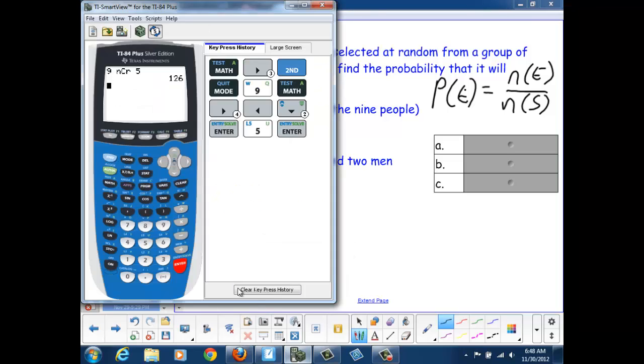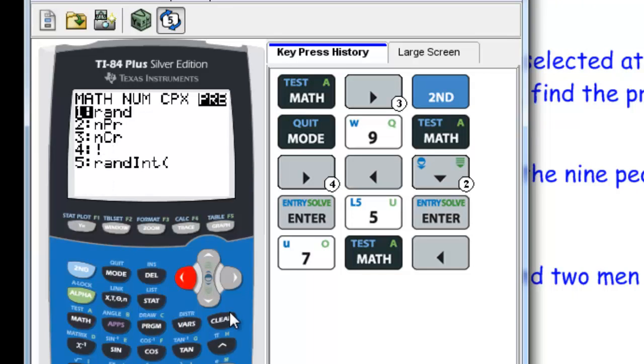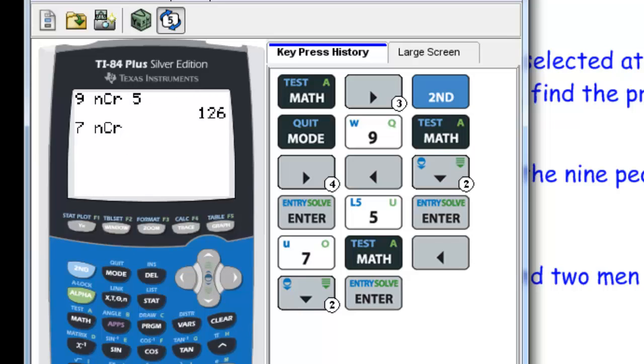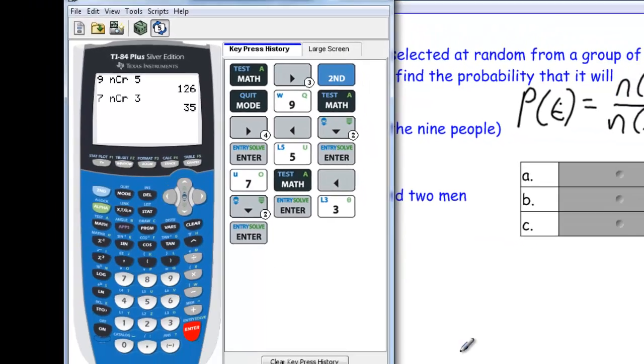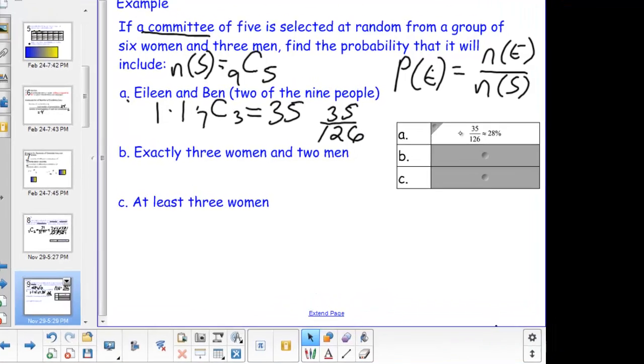So once again, I'll pull out my calculator and ask for 7C3, and I get 35. So my probability would be 35 over 126, or approximately 28%.